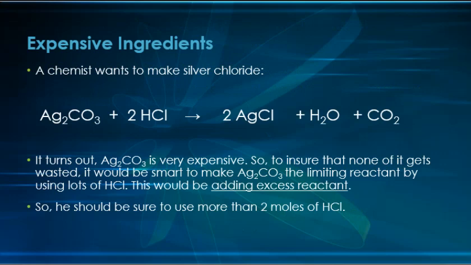So since it's expensive, we want to ensure that none of it gets left behind, none of it gets wasted, so it'd be smart to make it the limiting reactant. Do you get it? So we're going to put in excess hydrochloric acid, so much more that we know we're getting all of that silver out of there. So we're going to add excess reactant. Then he should be sure to use more than 2 moles of hydrochloric acid. There you go, right?